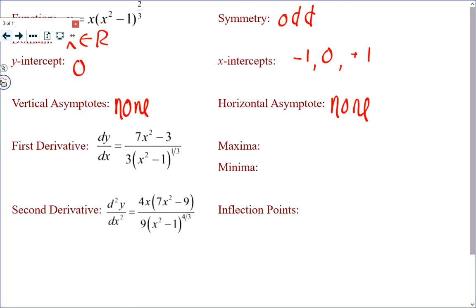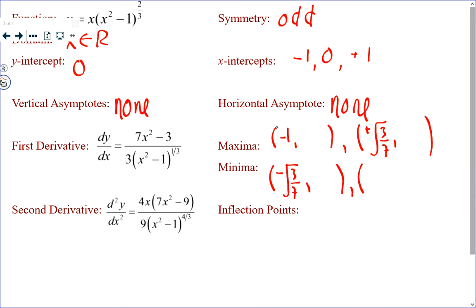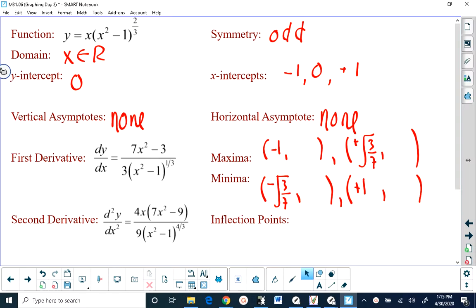We have a maximum at negative 1, and we also have a maximum at, I believe it was, positive root 3/7. We have a minimum at the negative of the square root of 3/7, and we also have a minimum at positive 1. All right, and we'll worry a little bit later about what those y-coordinates are. We are going to need to know the y-coordinates of those maxima and minima points so that we can plot them accurately on the graph.